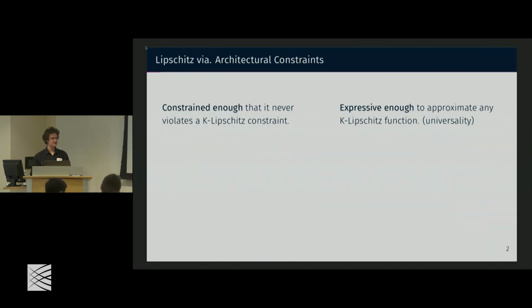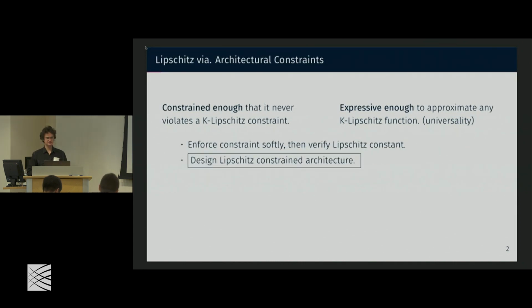Let's get a bit more specific about our research goals. We would like to come up with a method, an algorithm, an architecture, something that will let us train networks that are constrained enough that they never violate a given k-Lipschitz constraint. We don't want to even tolerate k plus 0.001. But we want our networks to be expressive enough to be able to approximate any k-Lipschitz function. I just want to emphasize that the actual challenge here is the second one, because f of x equals 0 is k-Lipschitz, but it cannot represent anything. So we really want this expressivity.